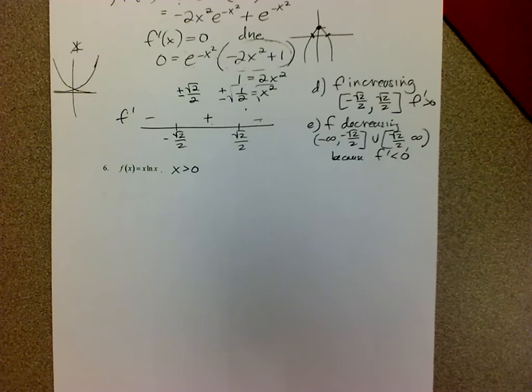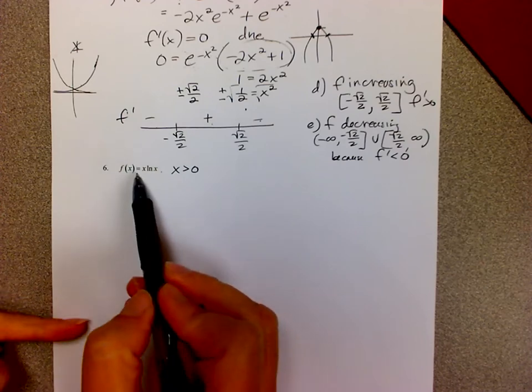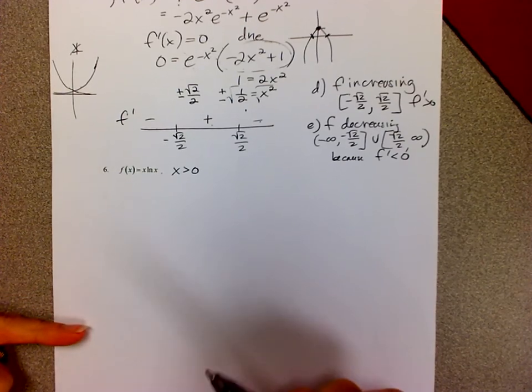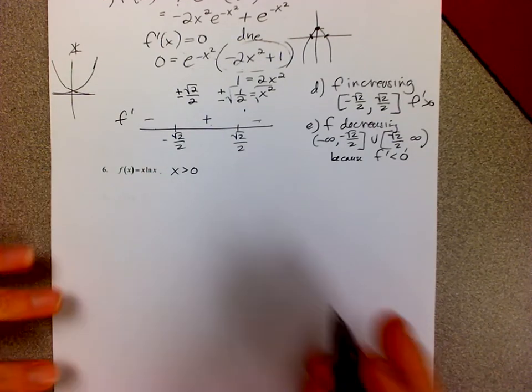Please make sure that you are finding the domain first, because if you try to answer an increasing interval where the function doesn't exist, that has to be wrong. Okay, it just has to be. Sorry. So my domain is x is greater than 0.